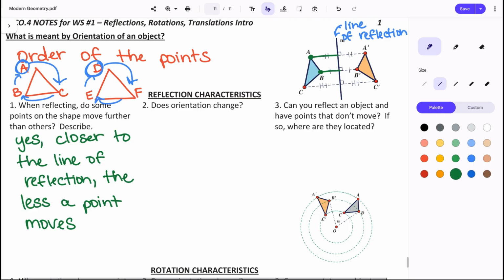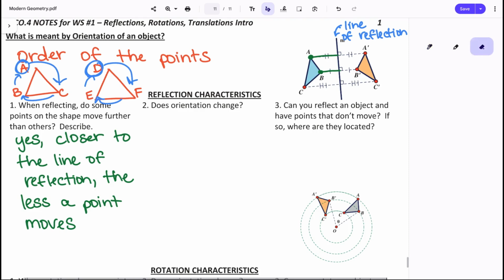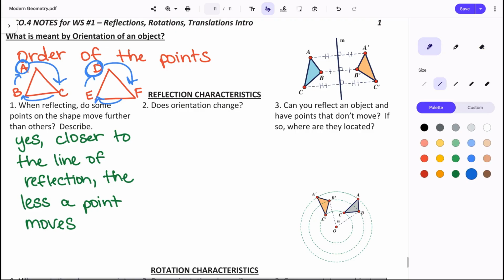The second question asks, does orientation change? So remember we talked about orientation, the order of the points. So I'm going to clean this up a little bit up here. And let's say that I want to start at point A, and I'm going to go clockwise around my shape. So I'm going to go A to B to C and back.